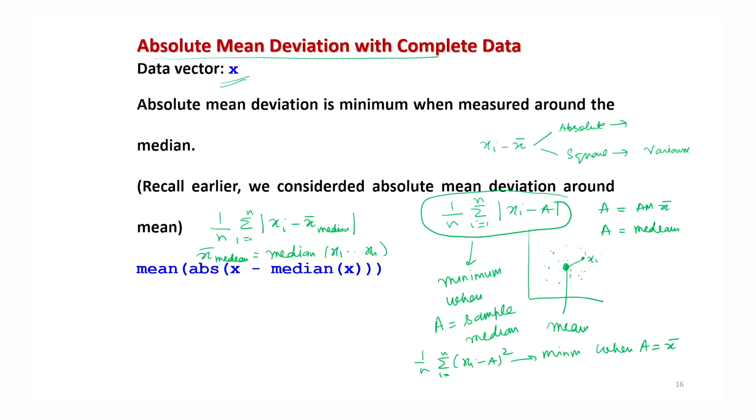Now, there is no built-in function for finding this mean deviation, but it can be written very easily as we did last time. We are simply finding the arithmetic mean of the absolute values of xi minus x bar median. So x bar median can be computed by the command median, and the absolute values can be found by using the function abs. It will give you absolute values. And if you want the 1 upon n summation of these absolute values, you have to use the function mean. So by writing this command, you can very easily find the absolute mean deviation around the median for the complete case.